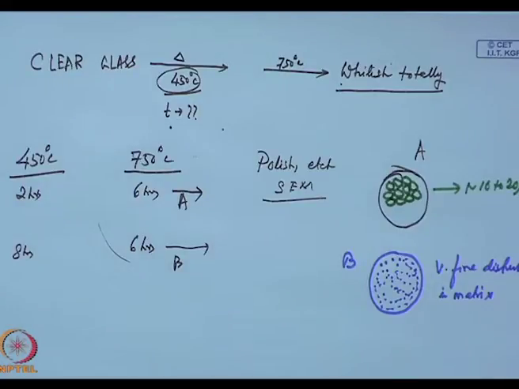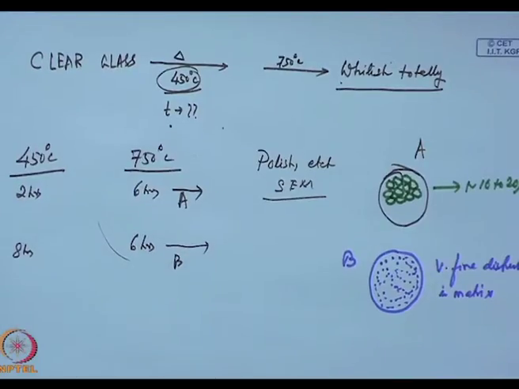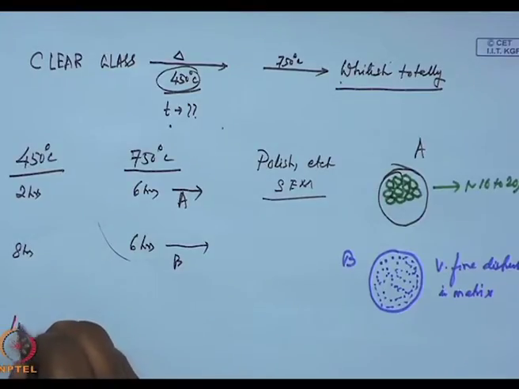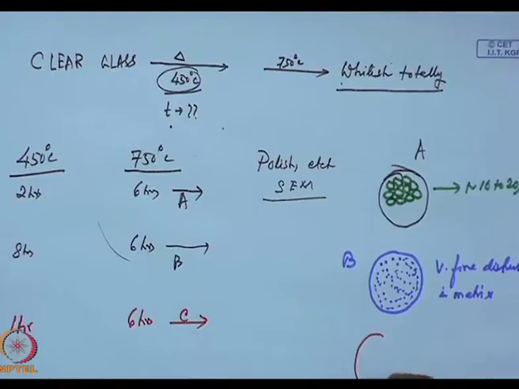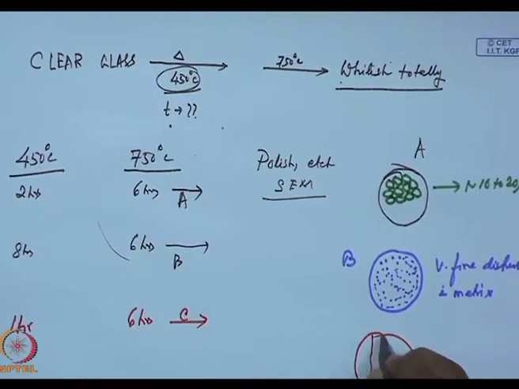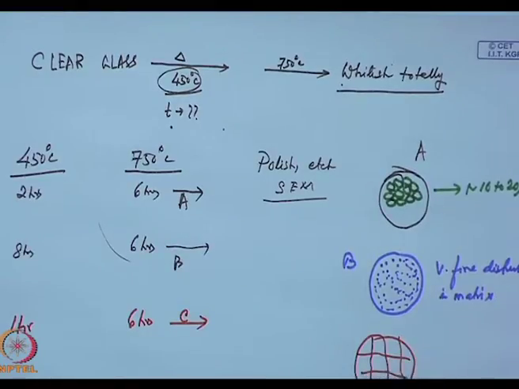Now I bring in another constraint. Let me heat it only for 1 hour at 450 degrees centigrade, and let me keep this 6 hours constant, and let me label this C. In C case, what would I see is very large grains. They can be, as I have seen, grains as large as 500 micrometers across.